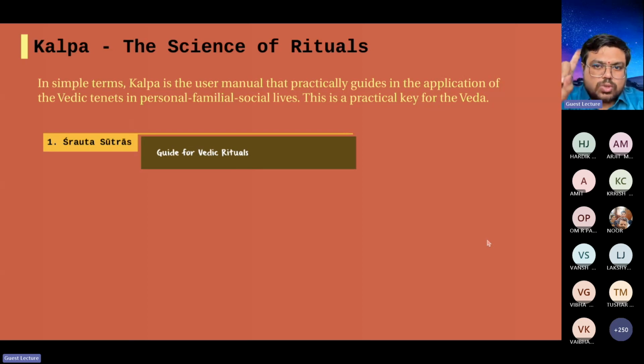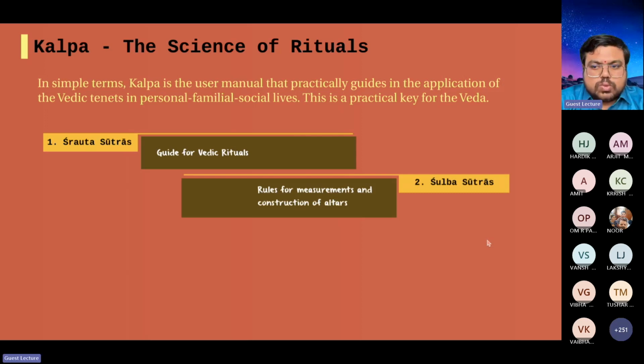One, Shrauta Sutras. They guide the Vedic rituals. Shrauta means that you hear, or the Vedic hymns that you hear. So these are rituals like homas, fire rituals, and other rituals. The rituals that are told are like Agnihotra, Darsapurnimasa, Chaturmasa, and Somayagas, and all these are different kinds of rituals that are recommended for different purposes.